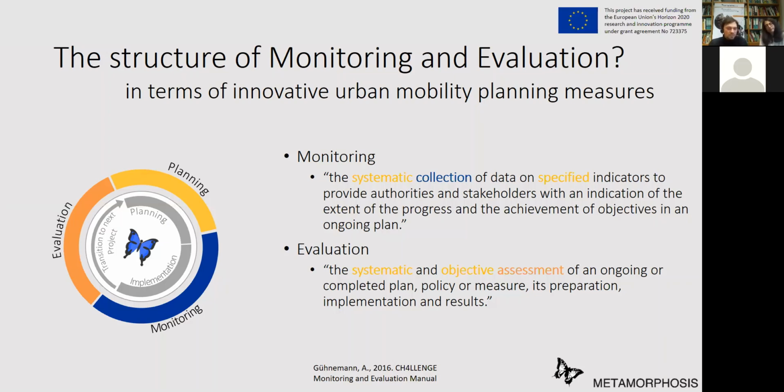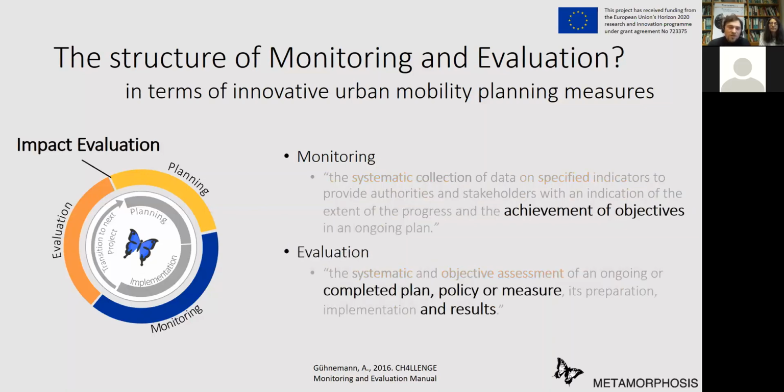Now, if that wouldn't be enough, there is one more differentiation, and that is due to two aims of monitoring and evaluation. So on the one hand, and what we've been talking about the last 20 minutes or so, is impact evaluation. So you monitor and evaluate the achievement of objectives, as you can see in the definition, the completed plan, policy, or measure, and the results. And this is called impact evaluation, or I like to call it monitoring evaluation for impact, because it's not just the evaluation, it's also the monitoring as well. So what is an impact in our example would be, for example, the removal of cars, right?